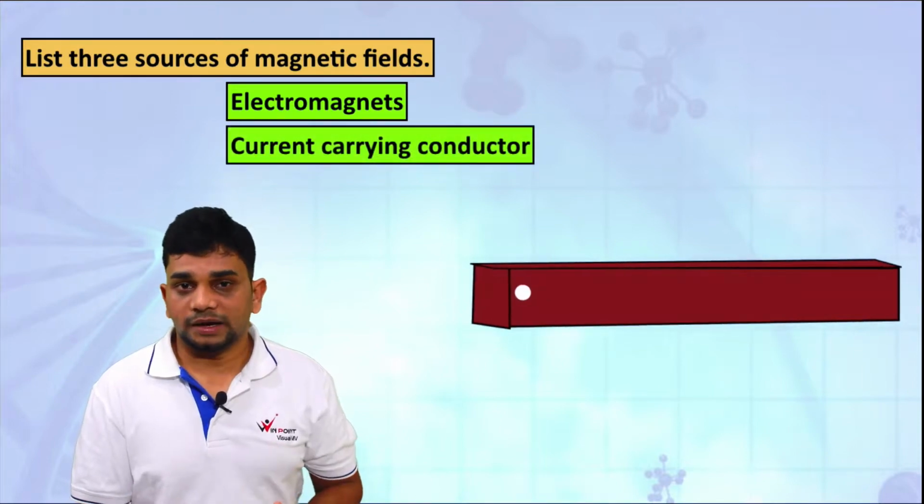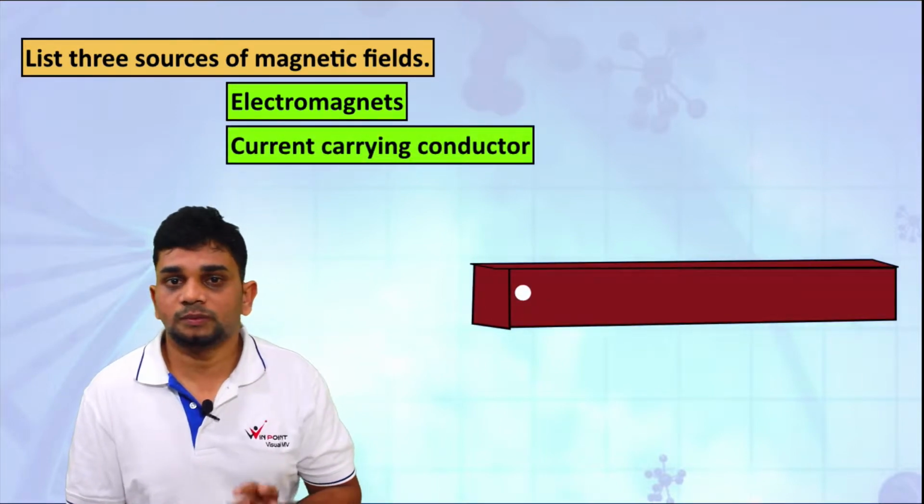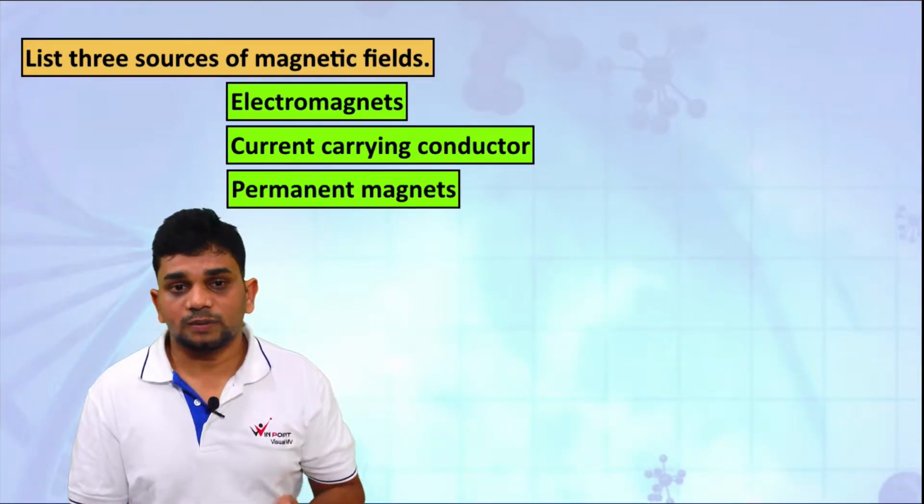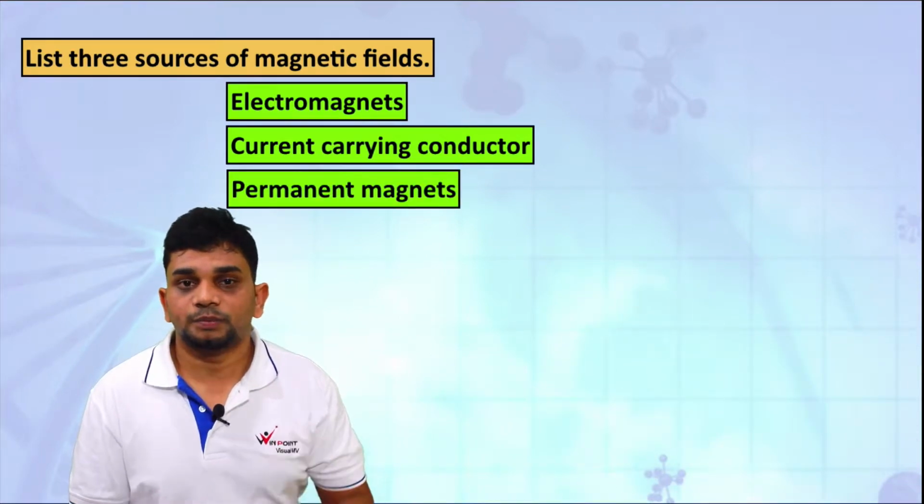Next one is bar magnet. Bar magnet is also a source of magnetic field. So these are the three sources of magnetic fields: electromagnets, current carrying conductor, permanent magnet.